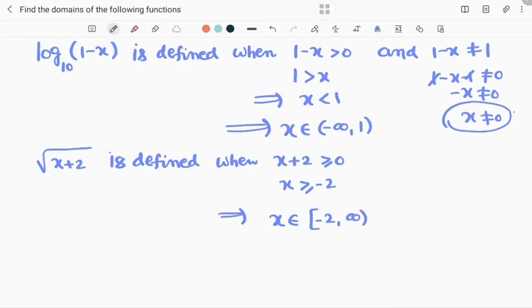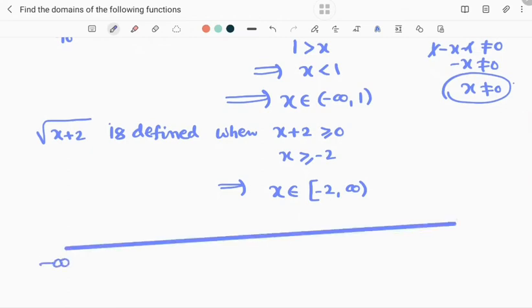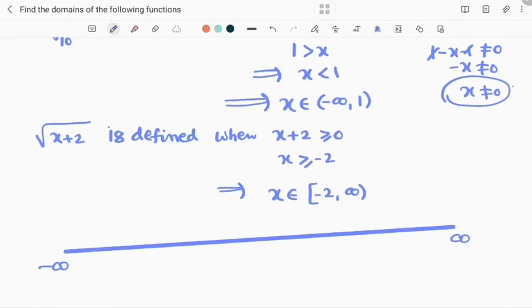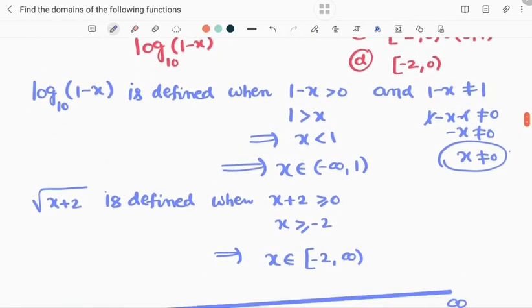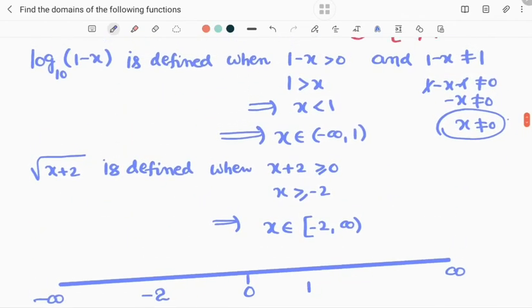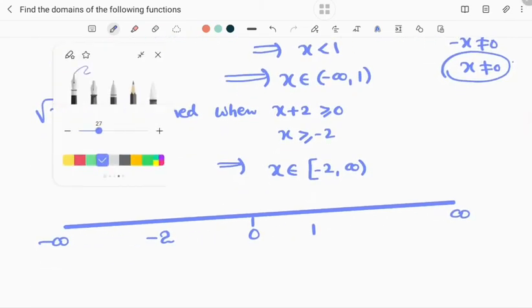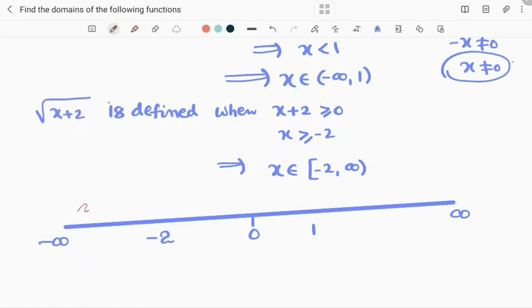So I'll draw the real number line accordingly. Minus infinity, plus infinity. Here what are the values available? 1, 2, minus 2, so 0. So it is minus 2, and from here 1. To come to the first one, x is less than 1. So minus infinity to 1. That is x is less than 1.